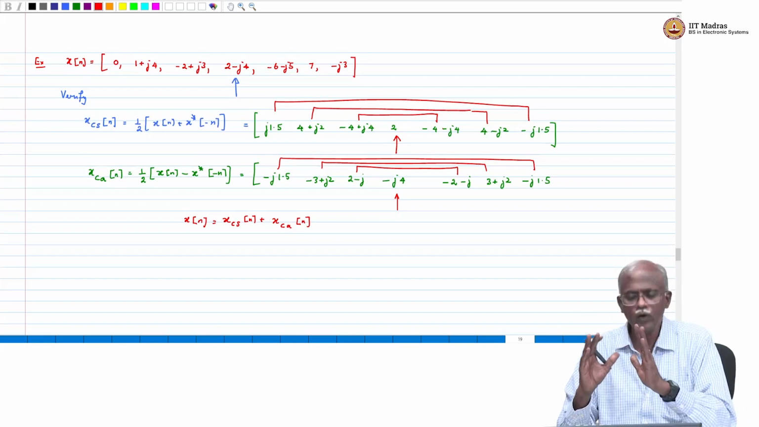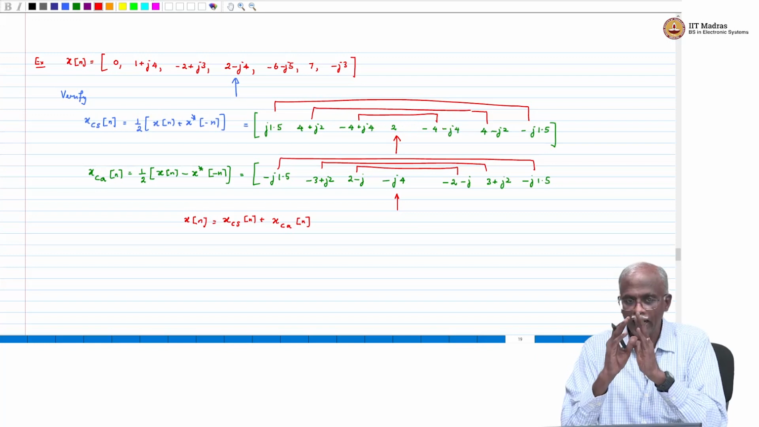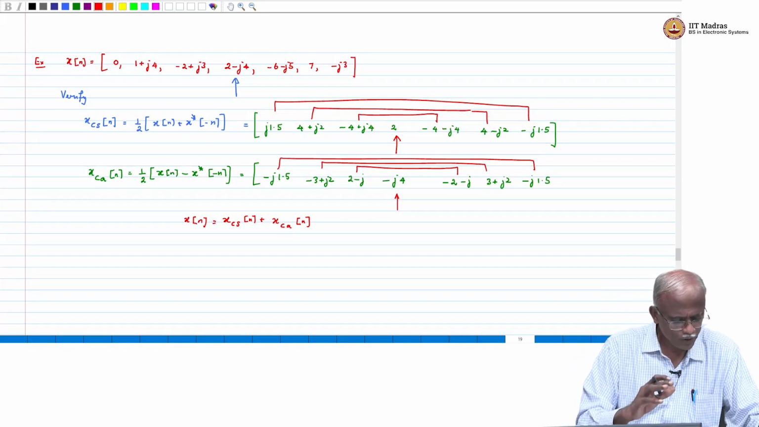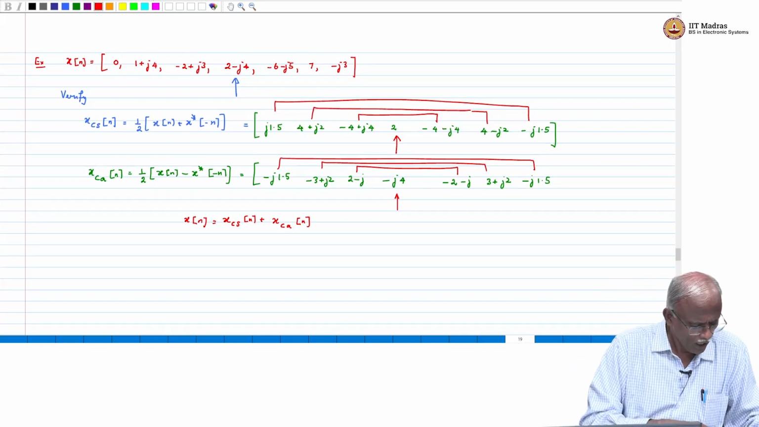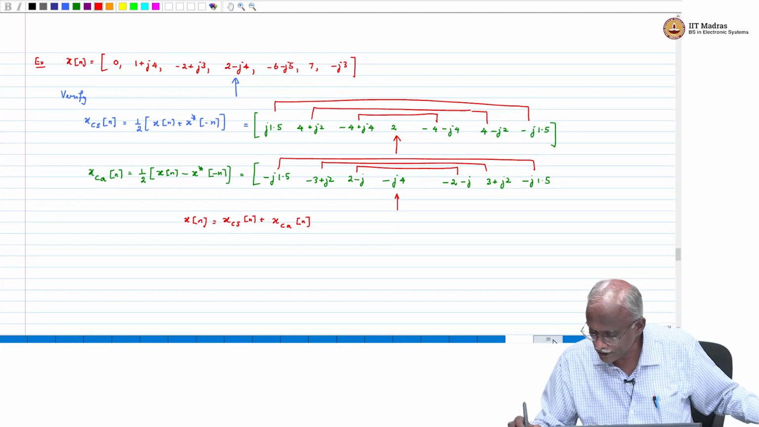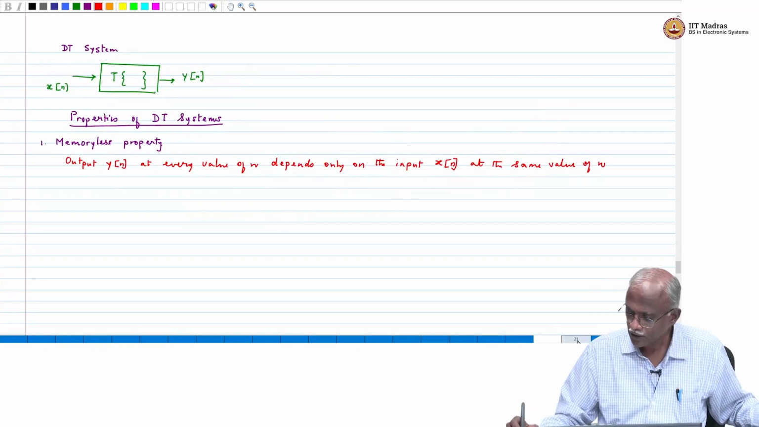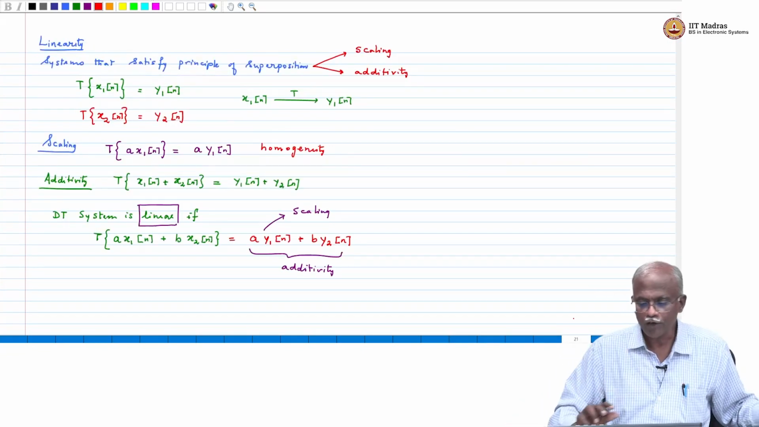If you are ever in doubt, go back and look at the definitions, look at a few examples, and then things will become very, very clear. All right, so now we move on to looking at some of the other concepts that we had covered in the last lecture. So let us start with the property of linearity.